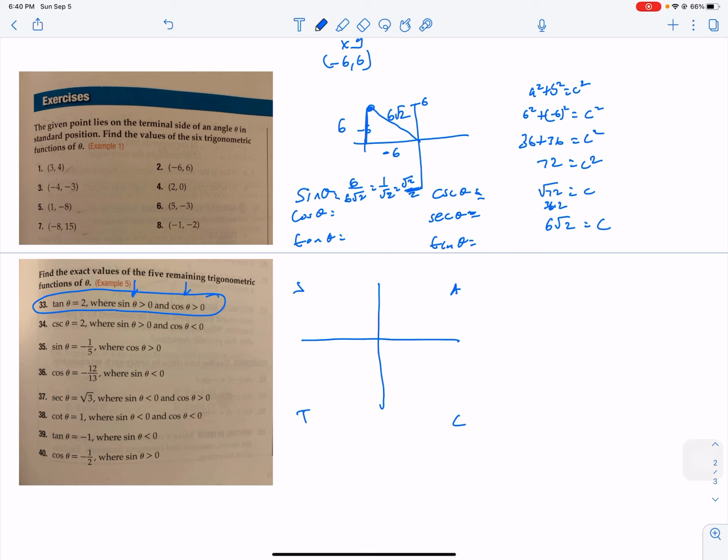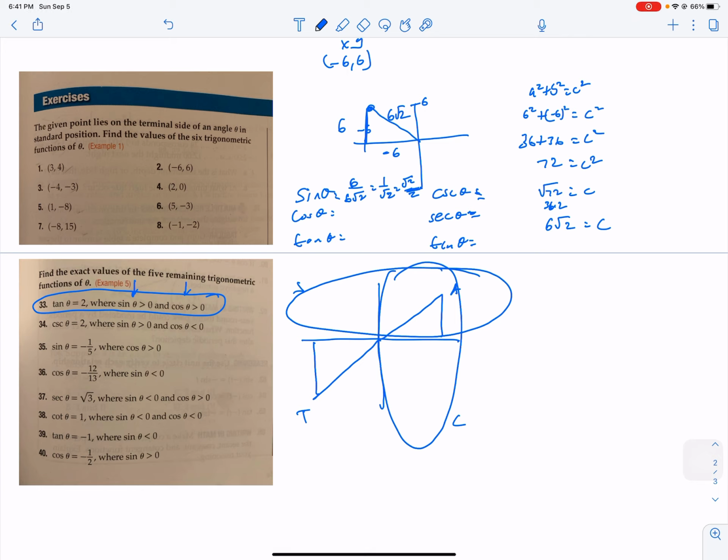Okay? All right, so what are we looking for? We're looking for tangent being positive. So we're either going to be here or here. Of these choices, we also want sine to be positive. So sine is positive up here, and then cosine also positive. So we only have actually one choice here. This triangle here meets all our criteria.